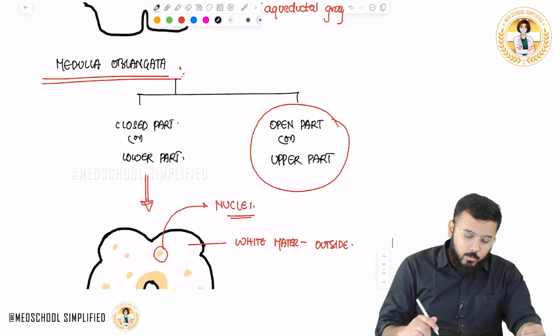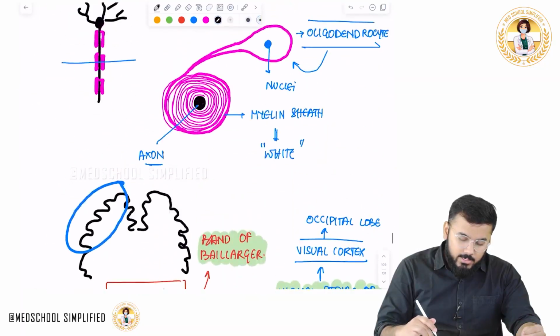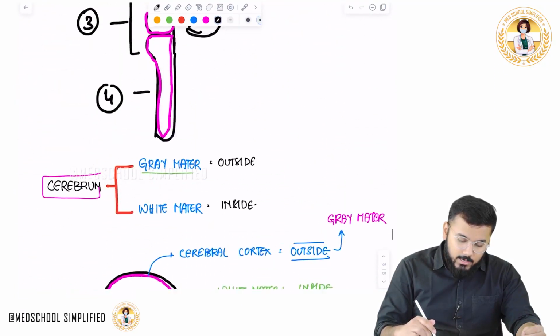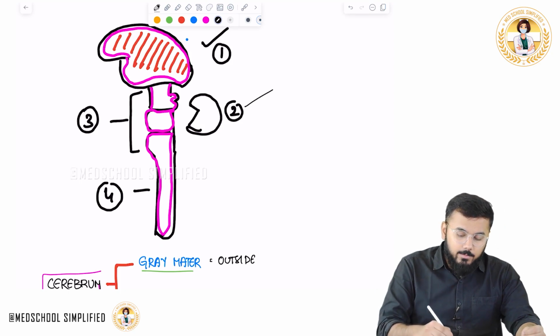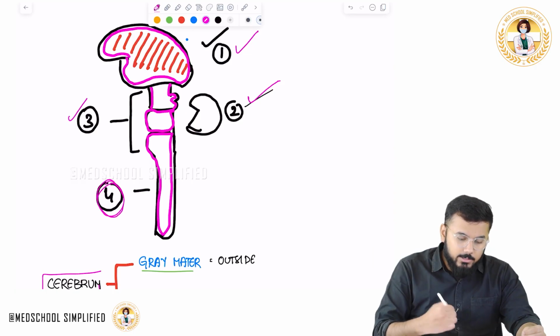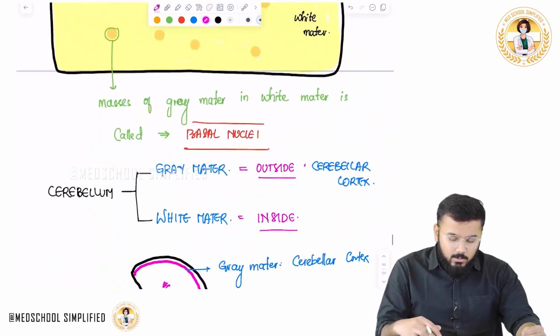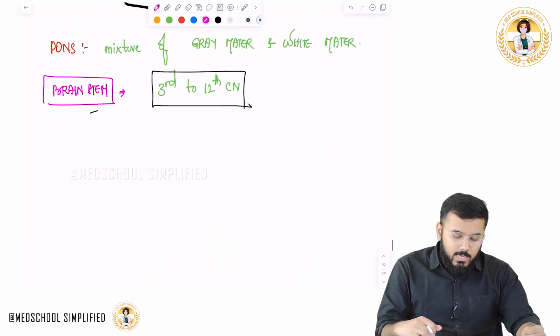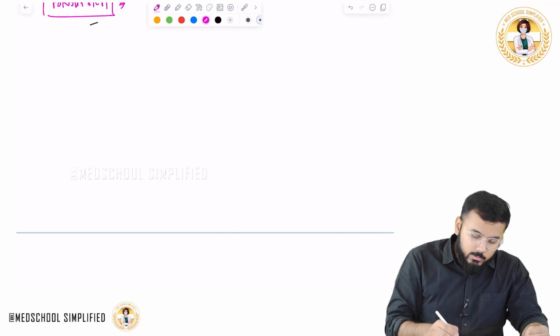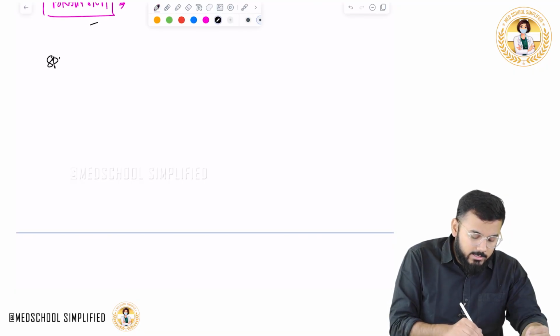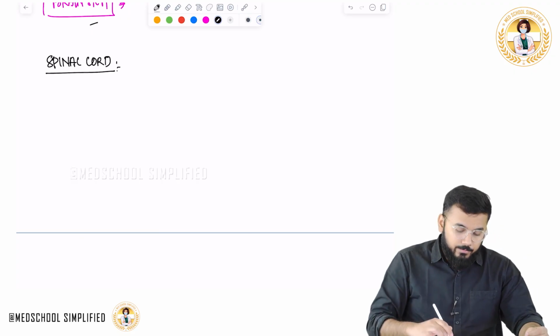Now the last important part we have to discuss is what? We are done discussing the cerebral hemispheres and the cerebellum. Cerebral hemispheres are done, cerebellum is done, the brainstem is done, and the last part is your spinal cord. And obviously all of you know that the way it is in the brainstem, the same way it will be in the spinal cord as well. So in the spinal cord, what is the arrangement? I have already discussed it in the spinal cord lecture, so I am not going into much detail right now.